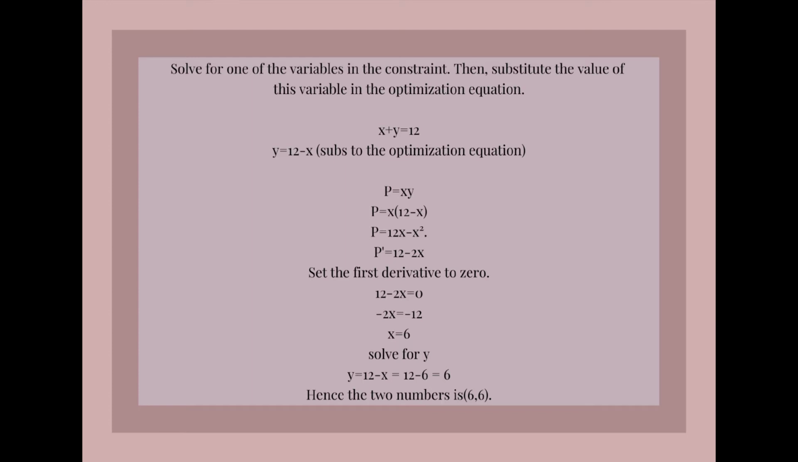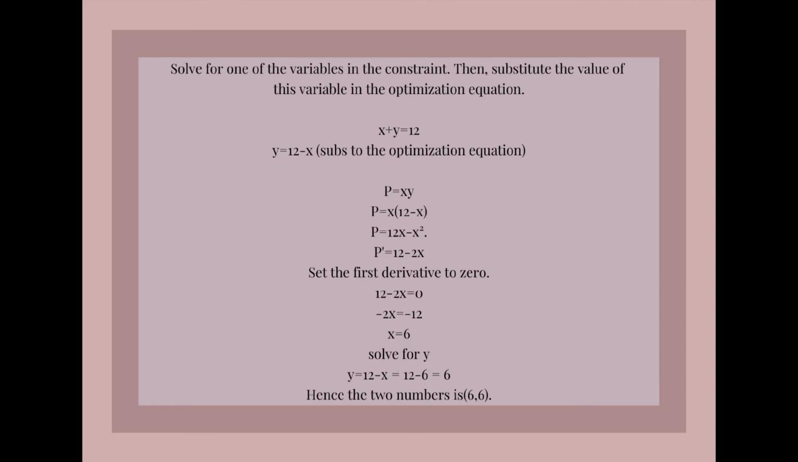So let's say x plus y equals 12. y equals 12 minus x, substituted into the optimization equation. P equals xy, so what we're going to do is multiply the x to 12 minus x, so it will be 12x minus x squared. So our first derivative is 12 minus 2x.